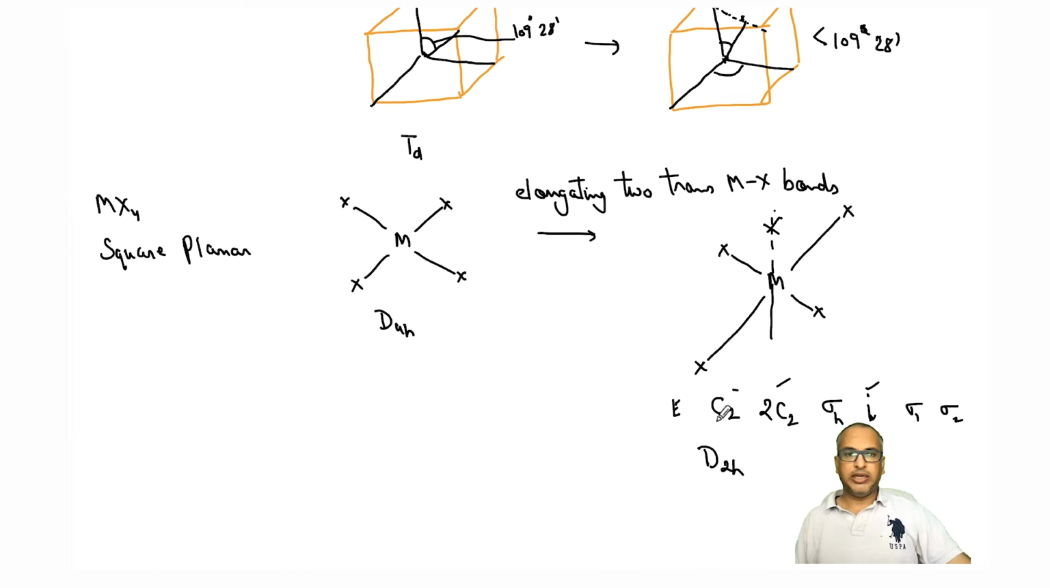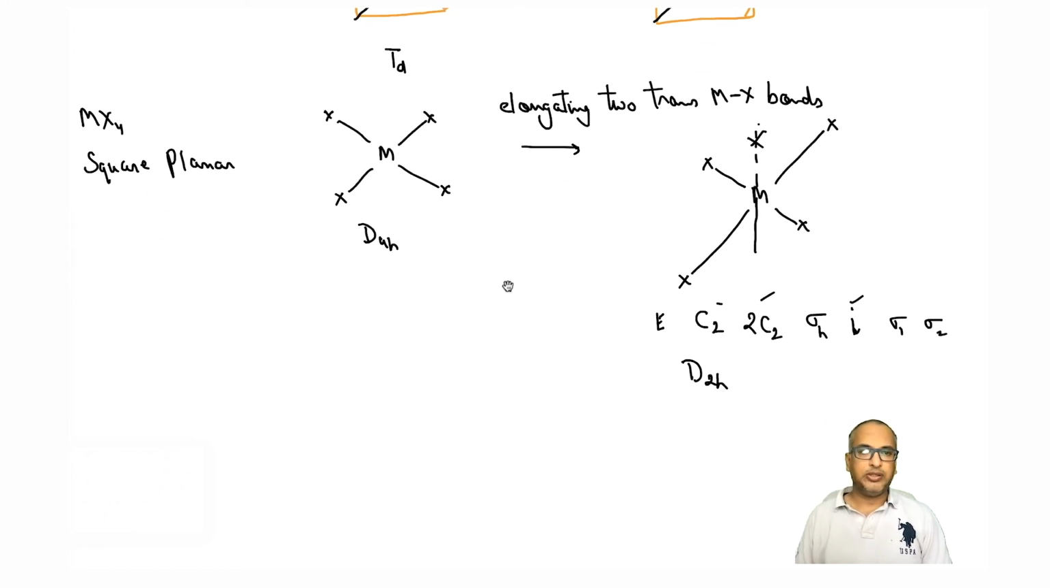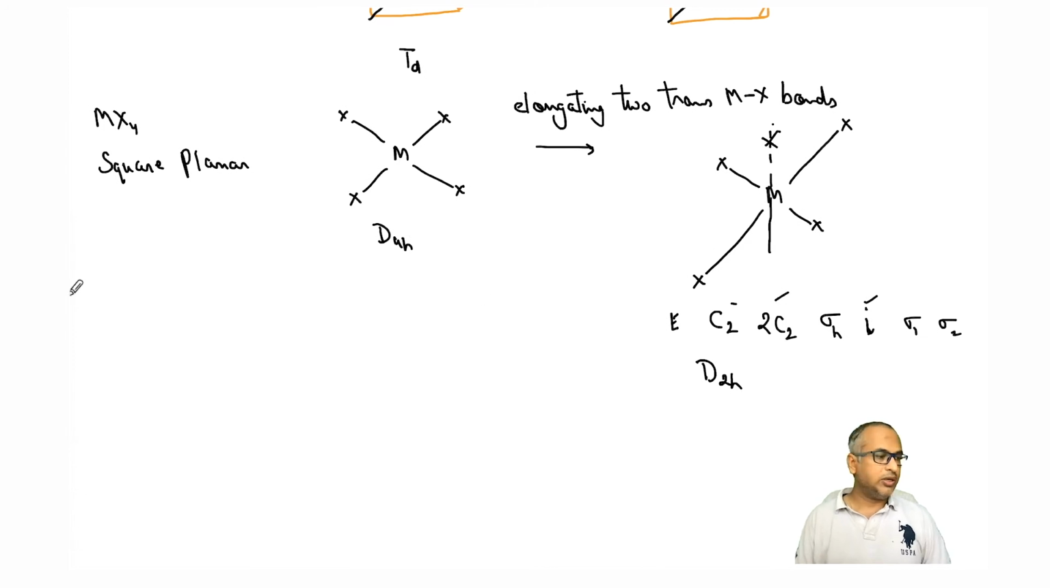So that is correct. So basically by elongating these two bonds from D4H, we are going to a lower symmetry point group. We are going to D2H, right? So why did I say lower symmetry point group? Because here the order of the group is lower, right? Okay. So now let's look at more examples.